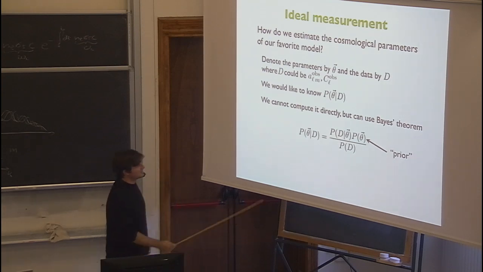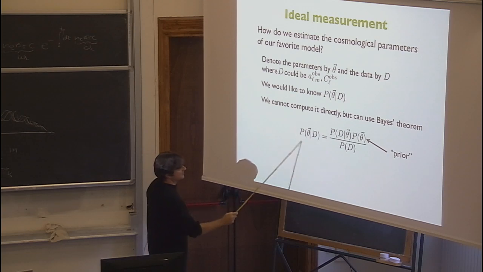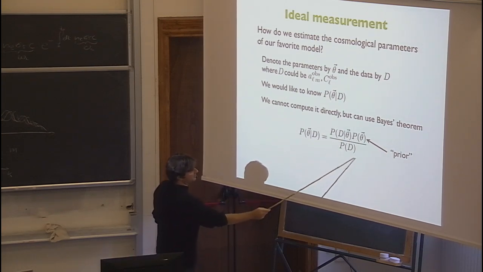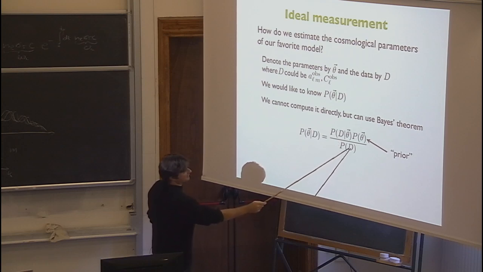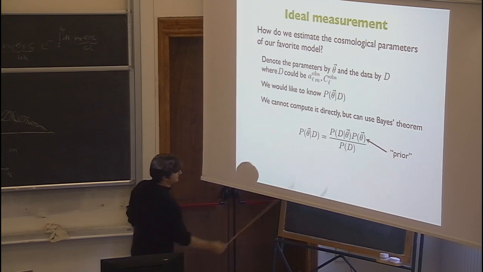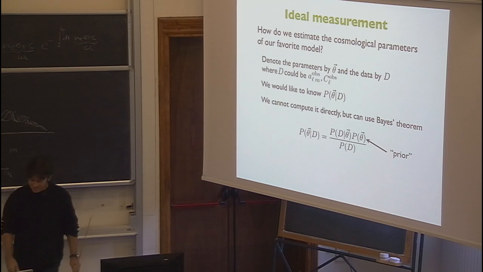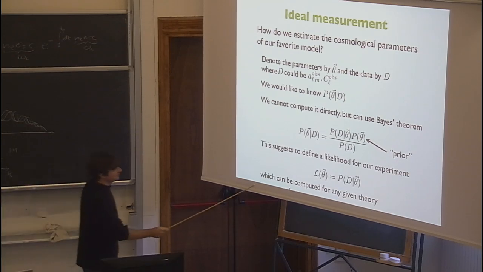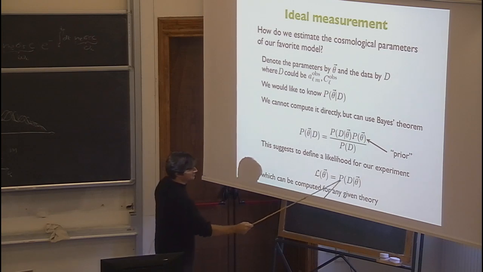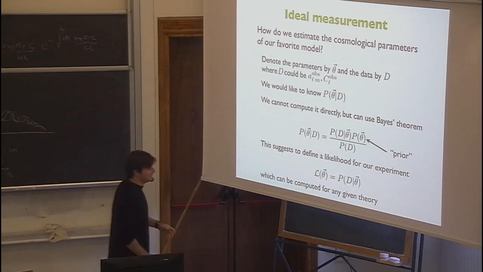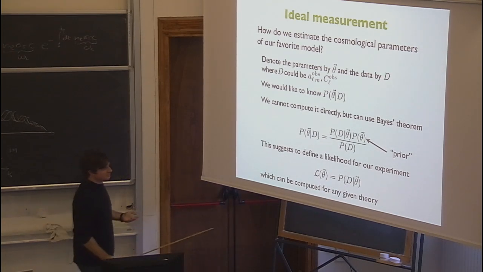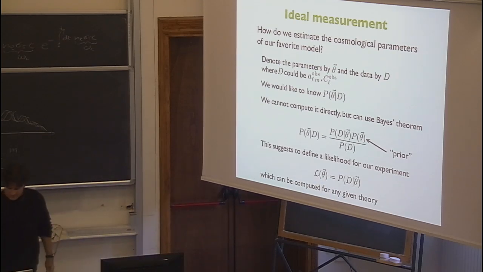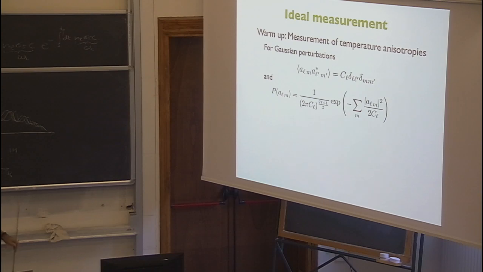So you can use Bayes' theorem to write the thing you want to know in terms of the thing you can compute, and then a prior and some probability on the space of the data that's usually just said to be a constant. And so typically you define a likelihood, which is given by this thing, and this is something you can compute. I'll show you some simple examples. We'll discuss more what this looks like.